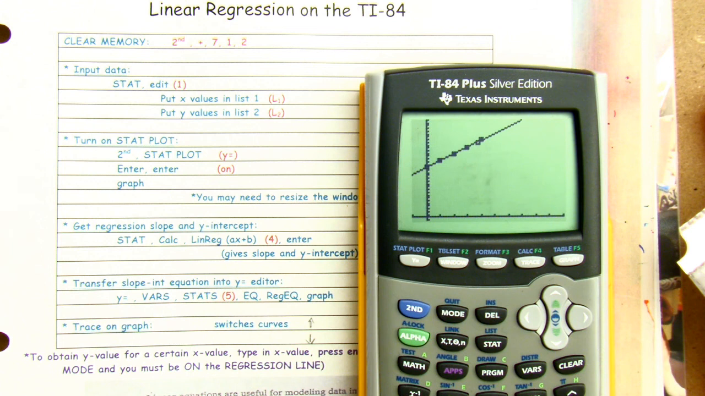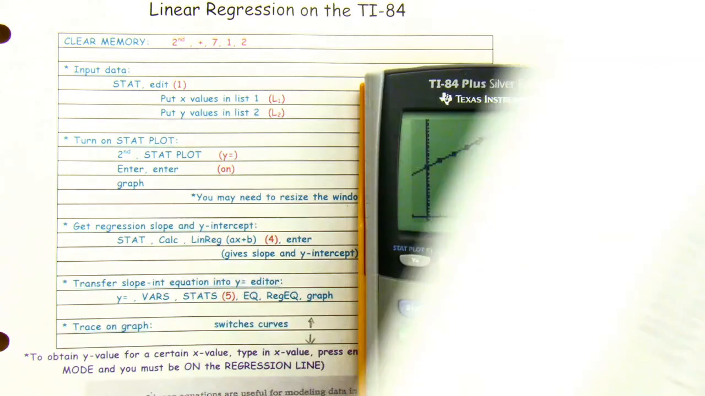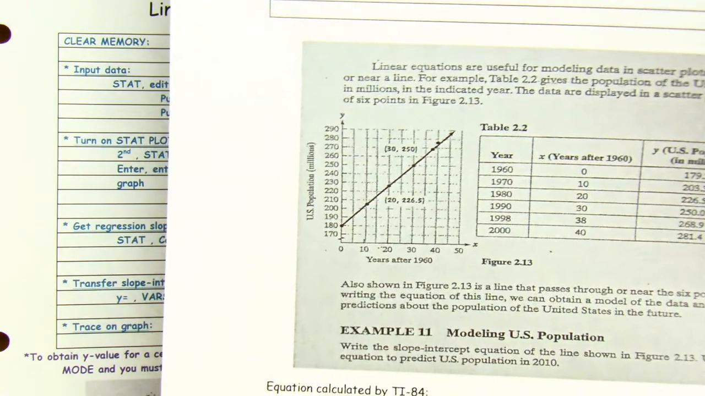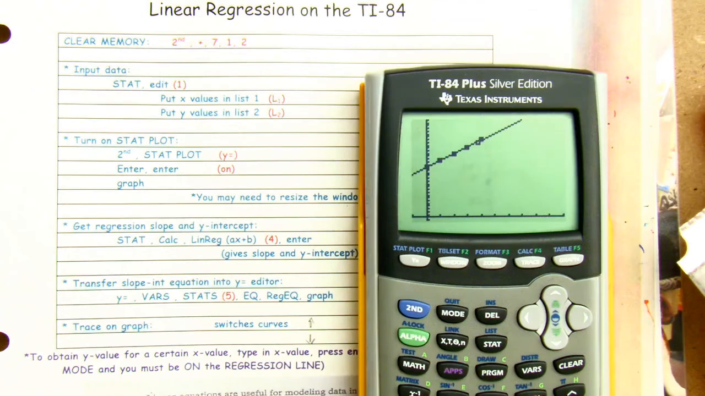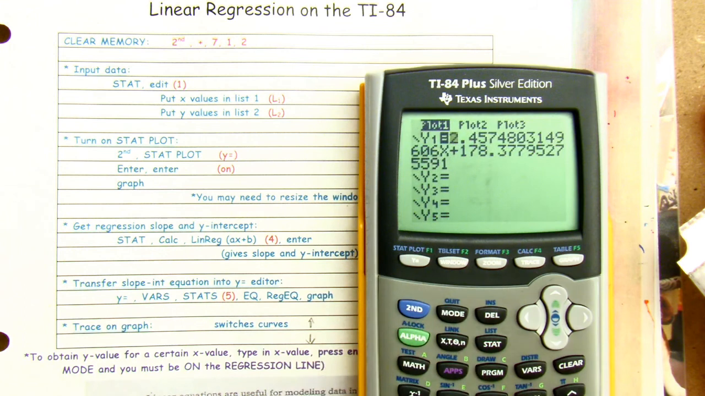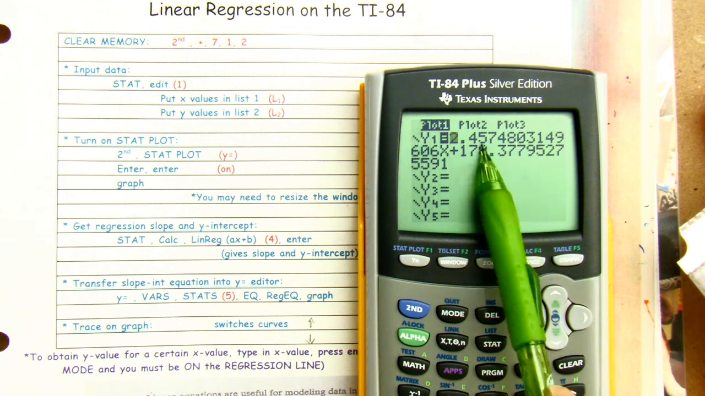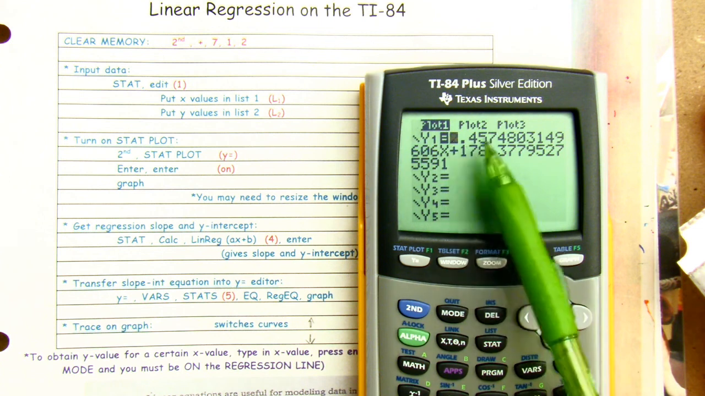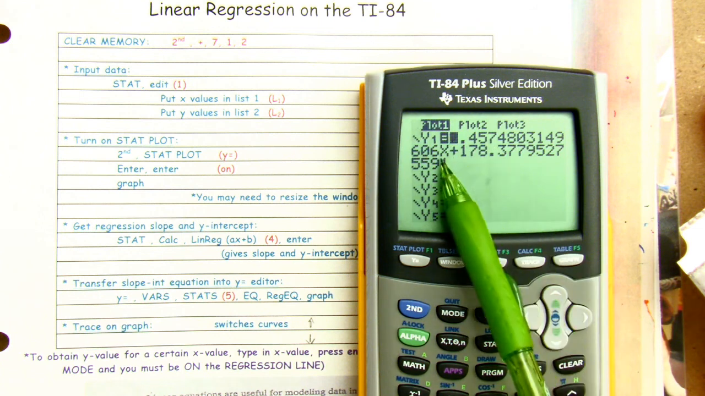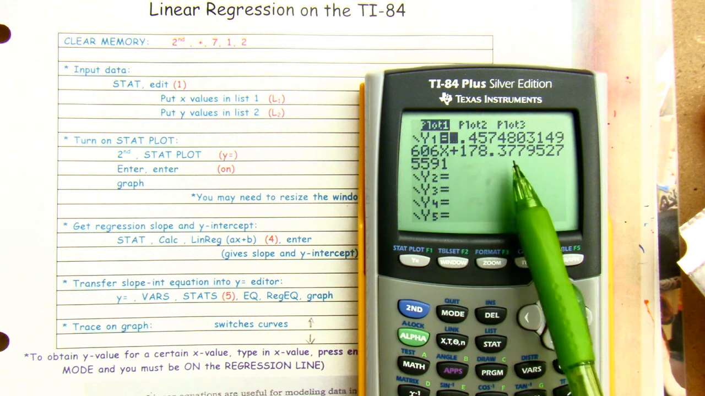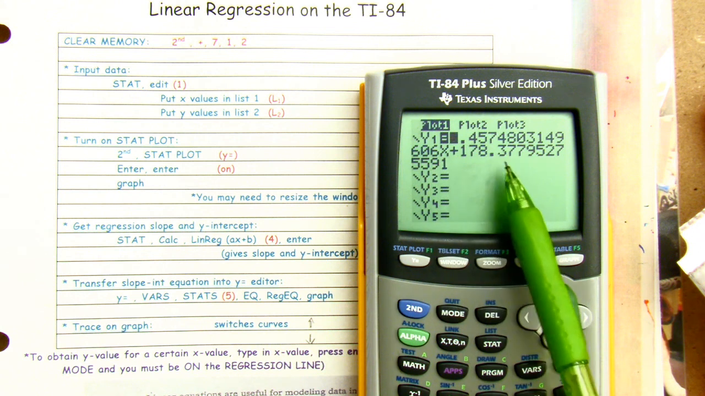Okay, so pretty close to what we saw on the scatter plot in the notes, if you take a look back here at it. Okay, so we're going to say that according to the graphing calculator, the equation calculated by the TI-84, we'll go, I don't know, to 3 decimal places: 2.457 times x plus, remember we're rounding to tenths, 178.4.